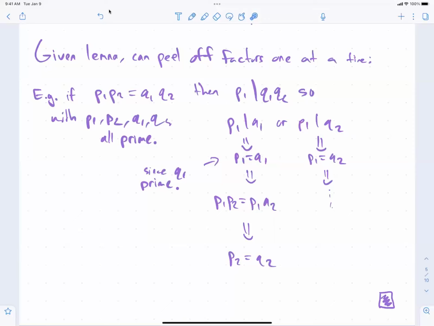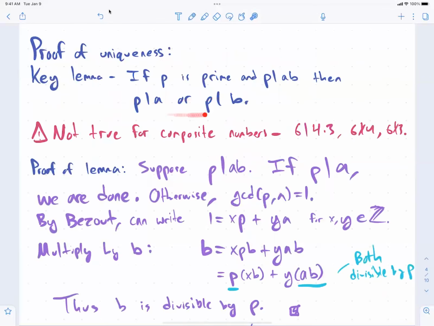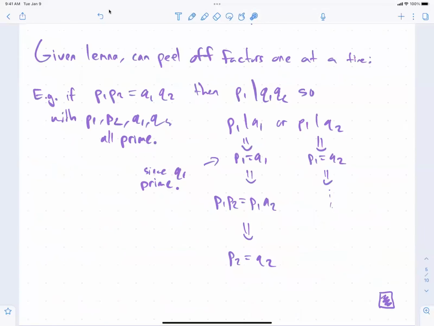And so more generally, if you have a product of more than one prime that equals a product of more than one prime, you can do the same trick using this lemma to peel off the different factors. Okay, great. So that's the proof of uniqueness in prime factorization. Good, so moving on.